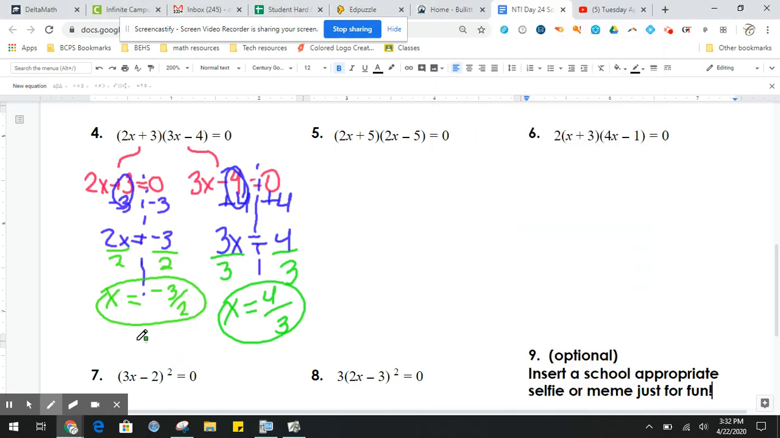If I write my answers as ordered pairs, my 2 ordered pairs would be negative 3 over 2, 0. That's one of the x-intercepts. And 4 over 3, comma, 0. That's my other x-intercept.